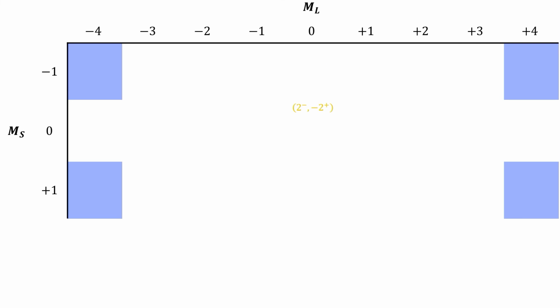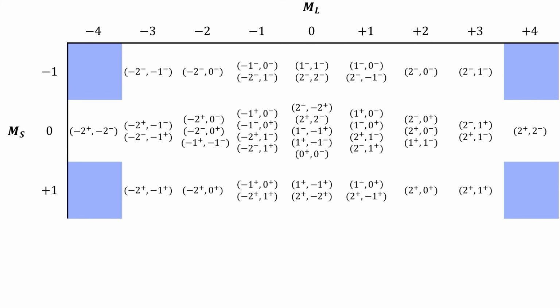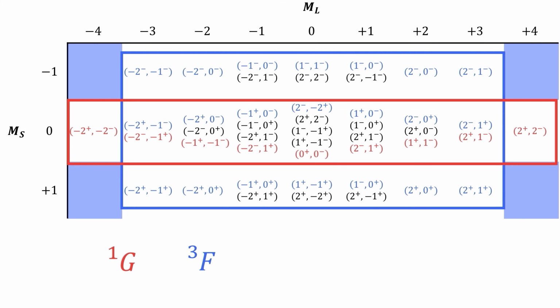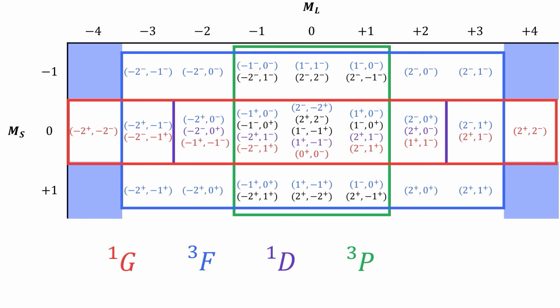This leaves one lonely microstate that will be its own atomic value. It has its own ML value of 0 and MS of 0, making it a singlet S atomic state. The distribution of microstates that make up each atomic term symbol are summarized here: 9 singlet G microstates, 21 triplet F microstates, 5 singlet D microstates, 9 triplet P microstates, and 1 singlet S microstate.